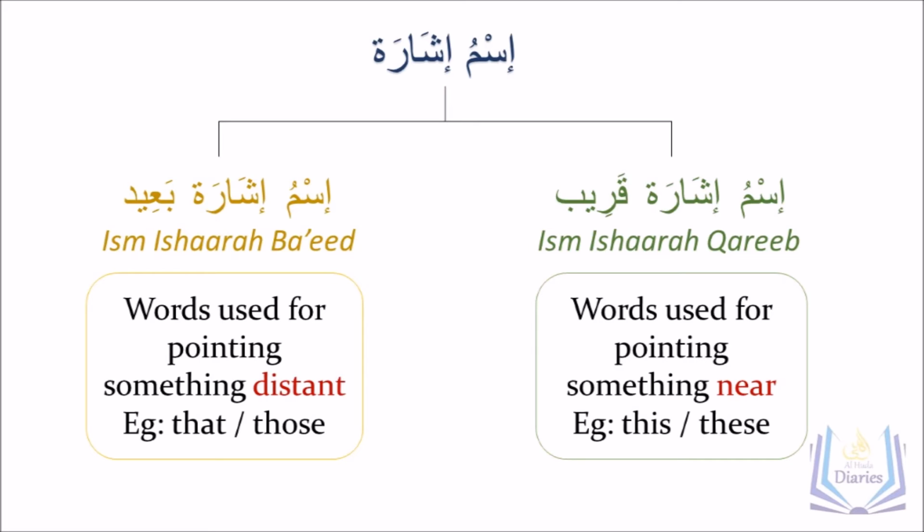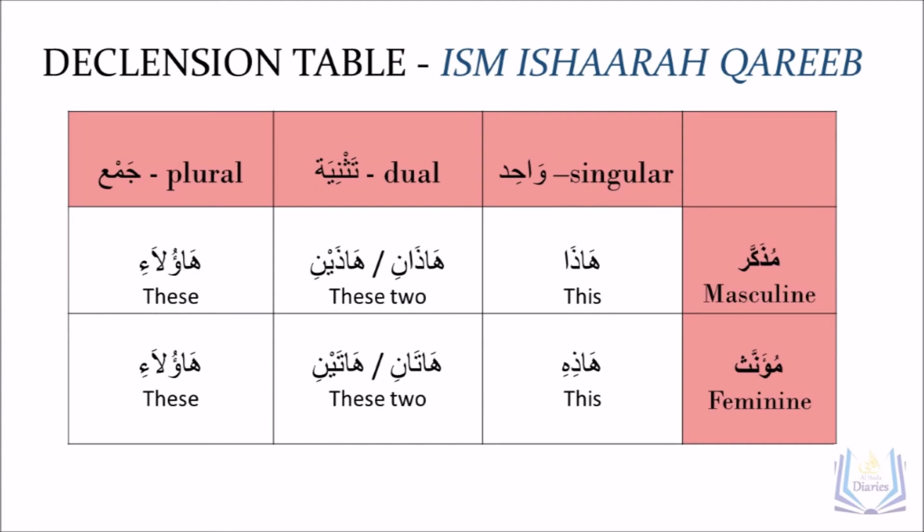Though the terms seem very complicated, it is the same as in English. In English, we don't use the word this or these to point out something far. Likewise, to point out something close by, we don't use that or those. This is what ism ishara ba'id and qareeb are about. It is the same concept we use in Arabic. So let's look at the declension table of ism ishara qareeb. So we have hadha, hadani, hadaini, haulai. Hadha in the mudhakkar form and also wahid. Hadani and hadaini is in the tathniya and haulai is in the jam.